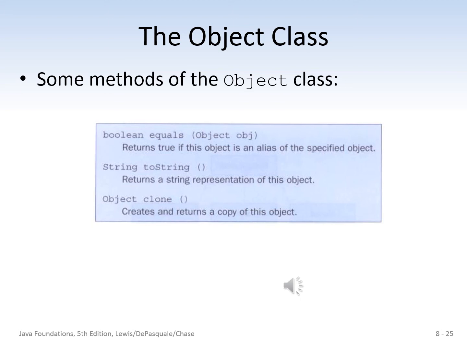Here we see some methods included in the Object class. You've got equals, you've got toString, and clone. Clone returns a copy of this object.